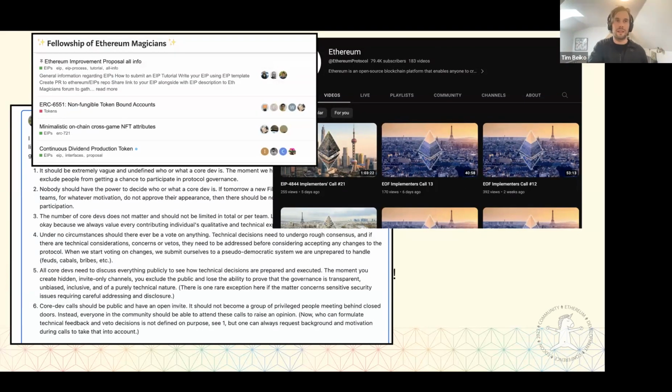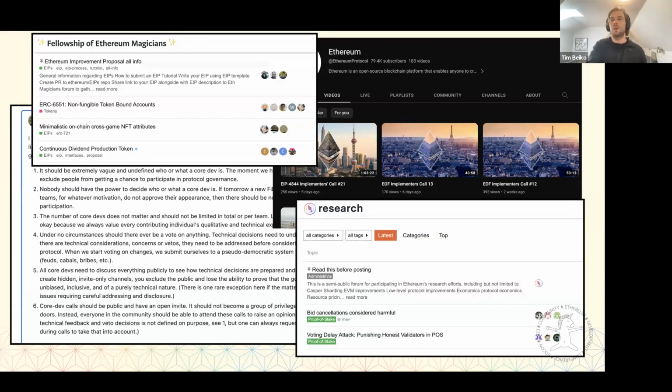And then a lot of our discussion happens on public forums. So whether this is Ethereum Magicians, ETH Research, or we also have a Discord server. And this is something that's also very important, so that people can show up and get all of the context about something and understand what's going on. So this is effectively what core devs do in the system.